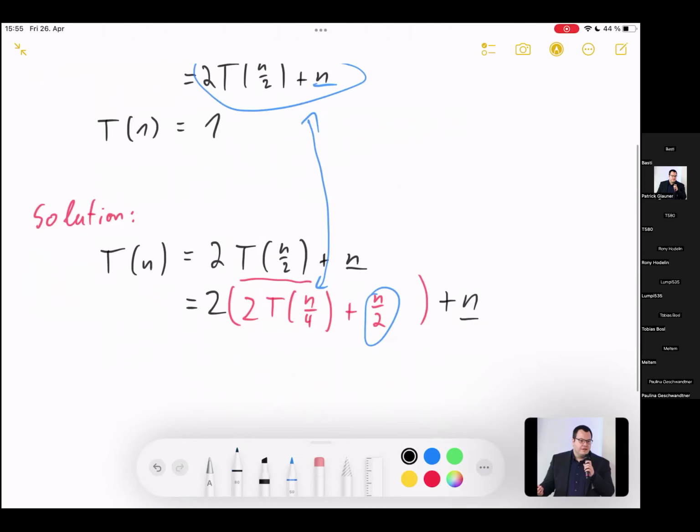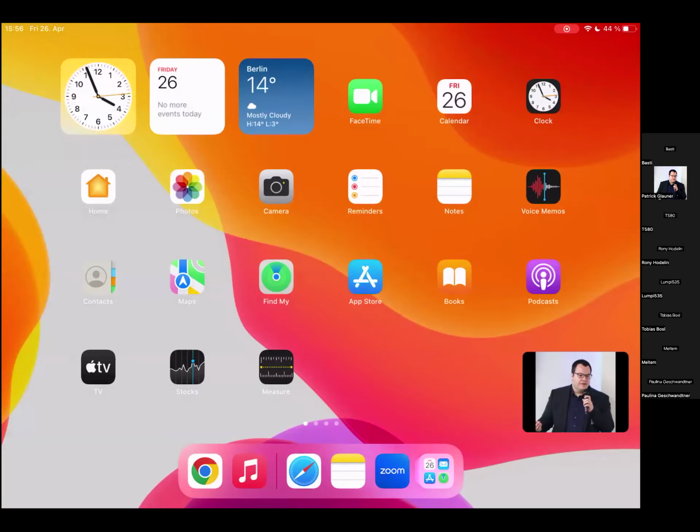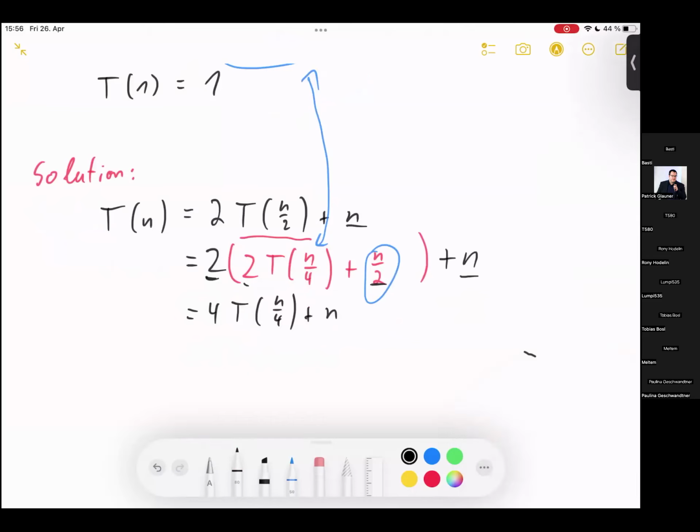We can try to simplify this term a little bit, and we can say, well, this is 4, because 2 times 2, T of n divided by 4, plus 2 times n half, so plus n, plus the old n from before, so they are the same. Now I've just simplified all of this.